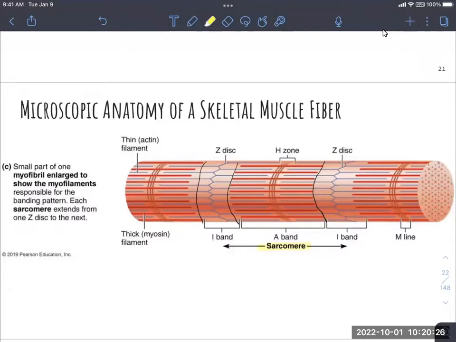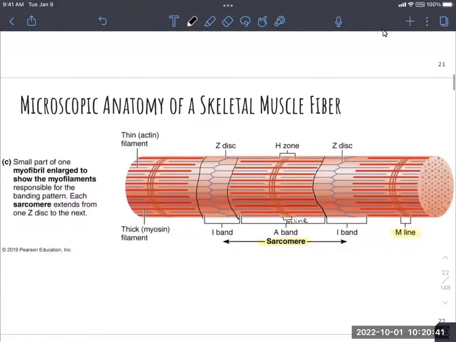And within that H zone, as you see the M line, that is found right in here, is that M line. That is all put together to make that sarcomere, because this whole H zone kind of goes from here to here, and that M line is this whole part in the middle.